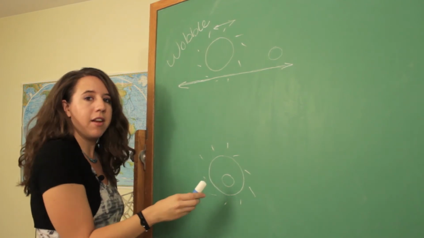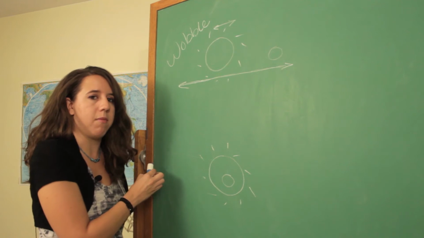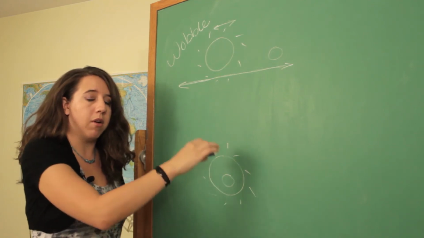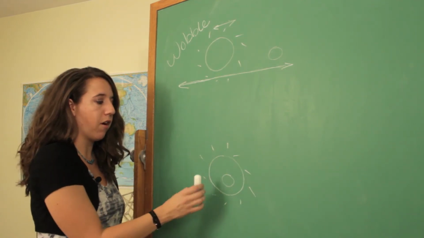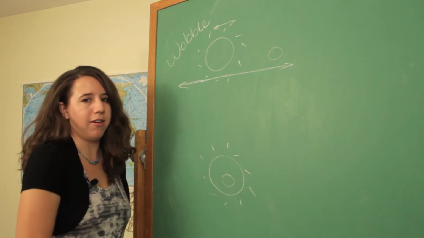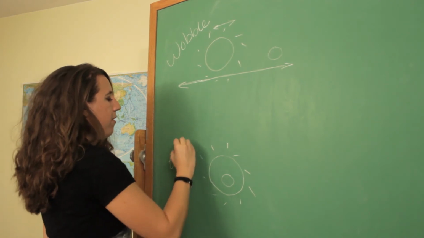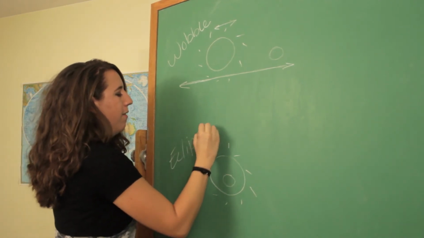The second method is called the transit method, and that is basically where astronomers are measuring a dip or a decrease in brightness from the star every time it's eclipsed by the planet orbiting it. So because eclipse is a cooler word, we're going to call it the eclipse method.